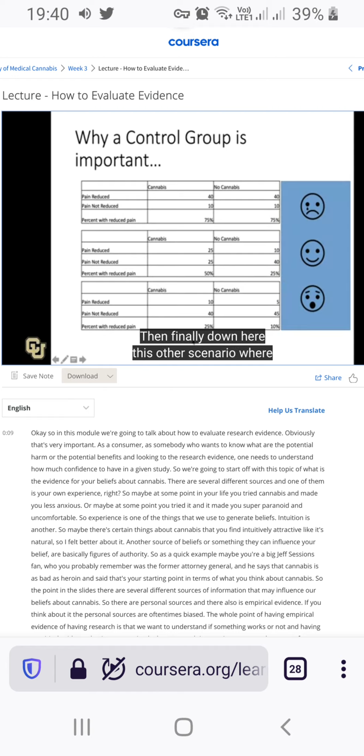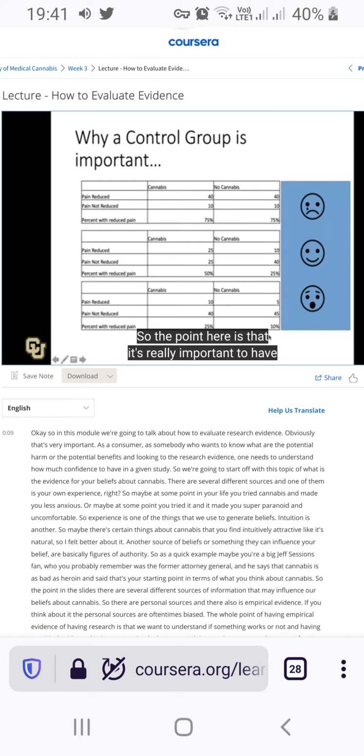And then finally, down here, this other scenario where 25% showed a reduction in pain, which didn't seem very good, right? Only 25% of people show a reduction in pain. Well, that's not very good. But when you compare it to the no cannabis condition, what you see is only 10% showed a reduction in pain, and 25% is definitely better than 10%, and that's somewhat surprising, right? Because before we were not excited about the 25%.